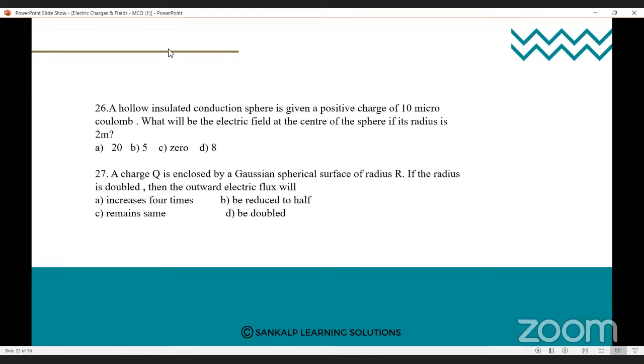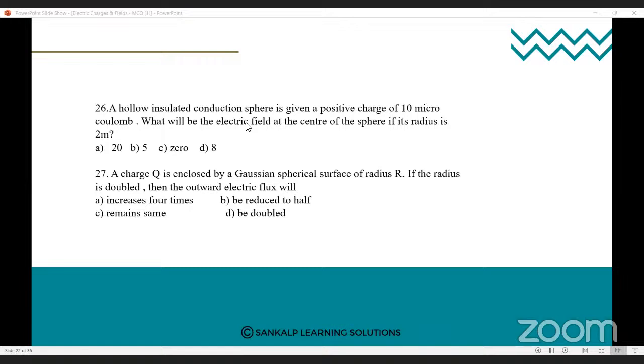Yes, only Lubna answered. What about others? See, students, here clearly they are asking, what will be the electric field at the center of the sphere? Yes, Kajal, remaining students. Center, if it is inside, that is enough.